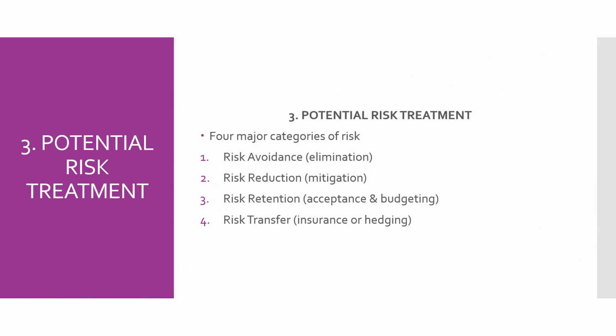The third step is potential risk treatment. Once risk has been identified and assessed, all the techniques to manage the risk fall under four major categories: risk avoidance, risk reduction, risk retention, and risk transfer. Risk avoidance is used in risk management to describe an informed decision not to become involved in activities that have a possibility of leading to risk.